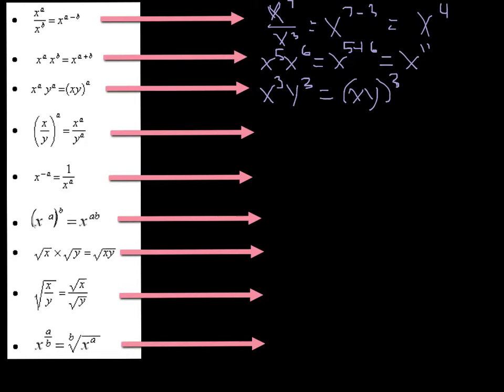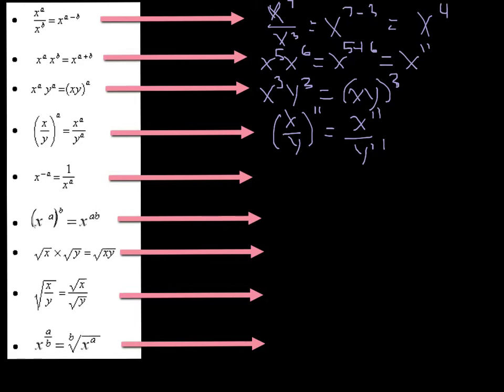Conversely, if I have the same exponent, I can sort of distribute as long as I only have multiplication and division. So x over y to the 11th power will be the same as x to the 11th over y to the 11th.